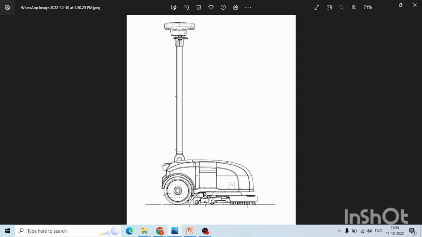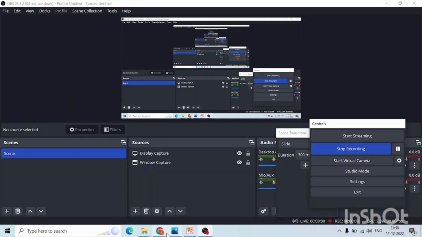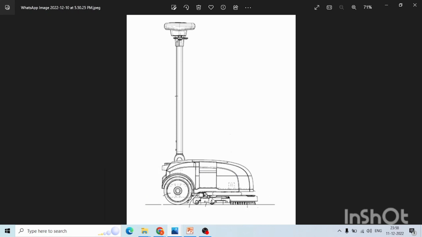We think that the machine that we are going to develop is going to make it a lot easier for people to keep their surroundings clean.